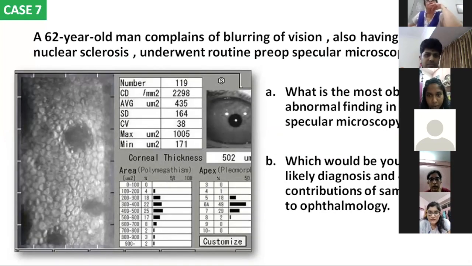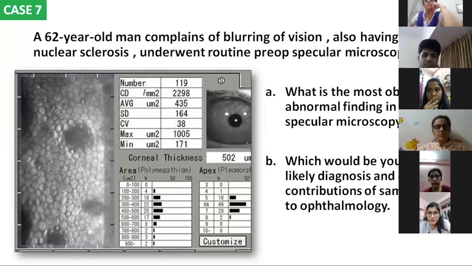Okay. So the abnormal finding is guttae seen. The most probable diagnosis is Fuchs, most commonly seen in Fuchs endothelial dystrophy.